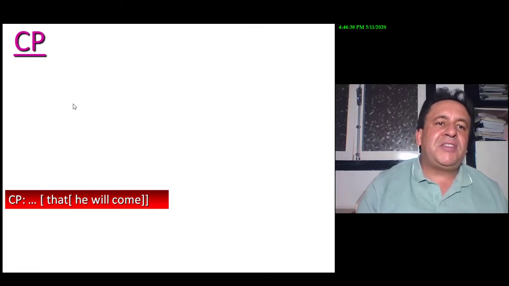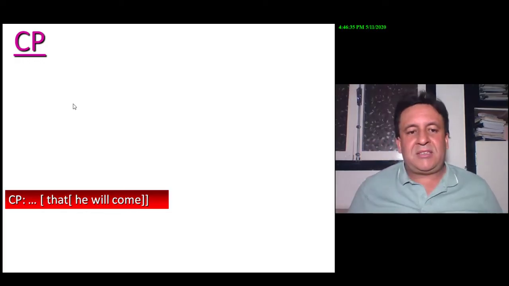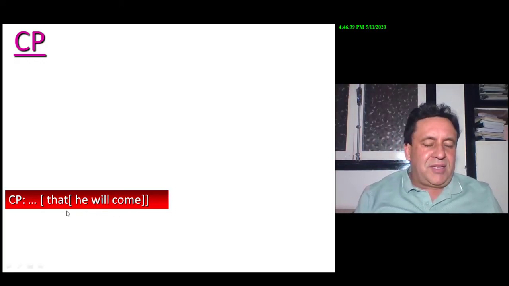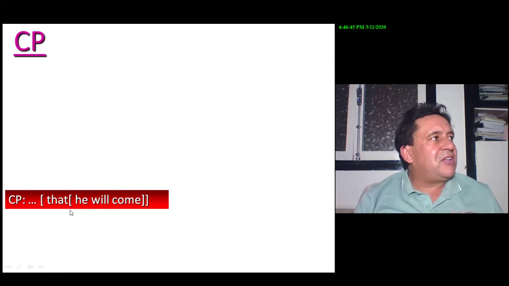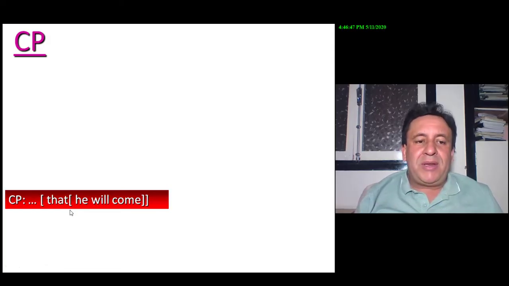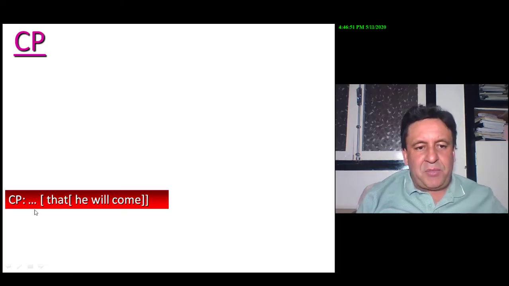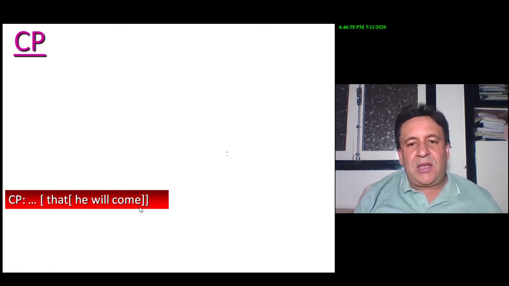Now let's consider the case of the CP, the complementizer phrase, which is the sentence. Again, remember that the English sentence takes a complementizer such as that, whether, if or for, only when it's embedded. That's why I'm using the three dots here. That's the irrelevant part of the sentence, and it starts from here. This is an embedded clause. Okay, that he will come. That he will come.